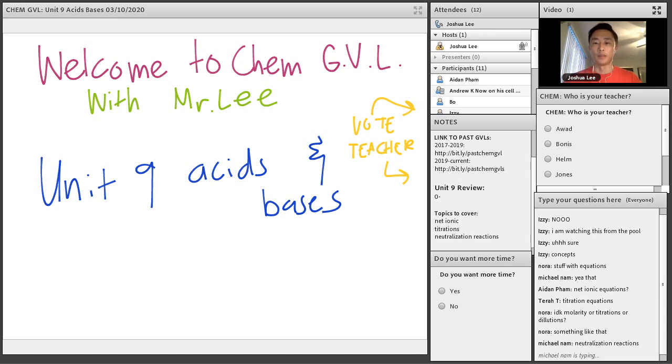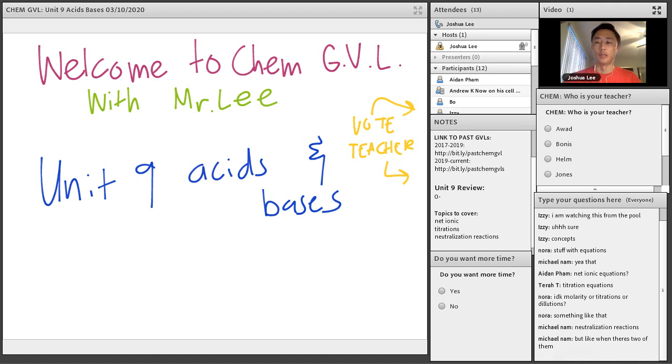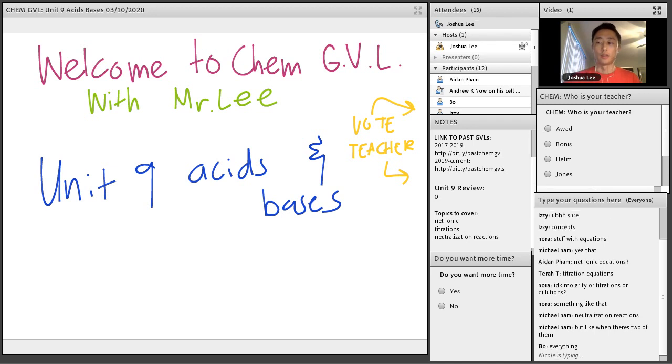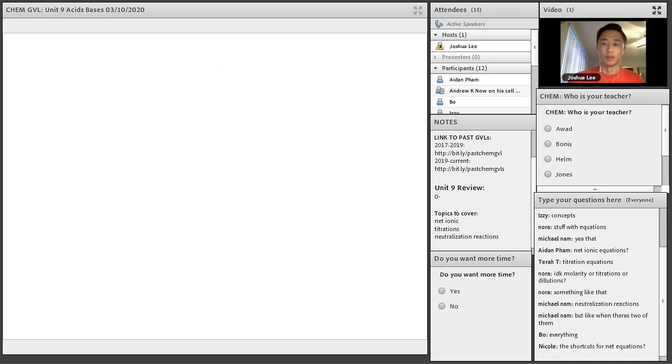All right, I guess we could start with this, and then as more come, you could ask. Yeah, that's a neutralization reaction when there's an acid and a base. All right, we'll get started, and the more questions you have, just type them in. Everything. Be more specific than that, Bo. Shortcuts for the net equations? Perfect. We'll go over that for the net ionic. Wait, I guess net ionic and neutralization reactions are the same. So we'll go over it.